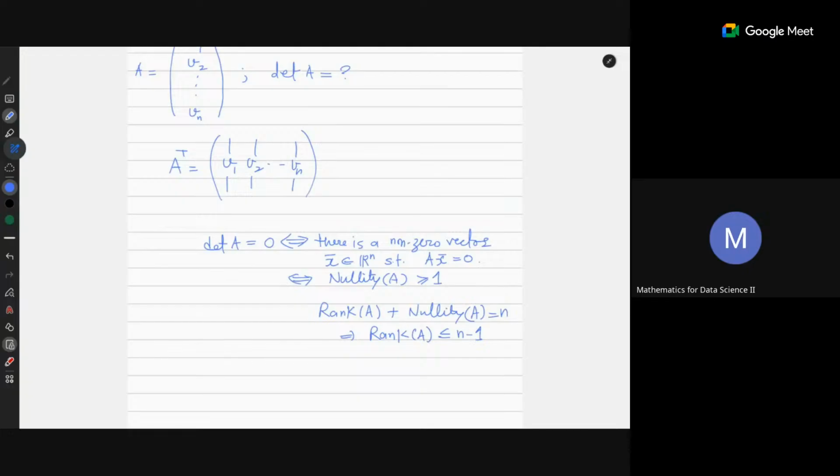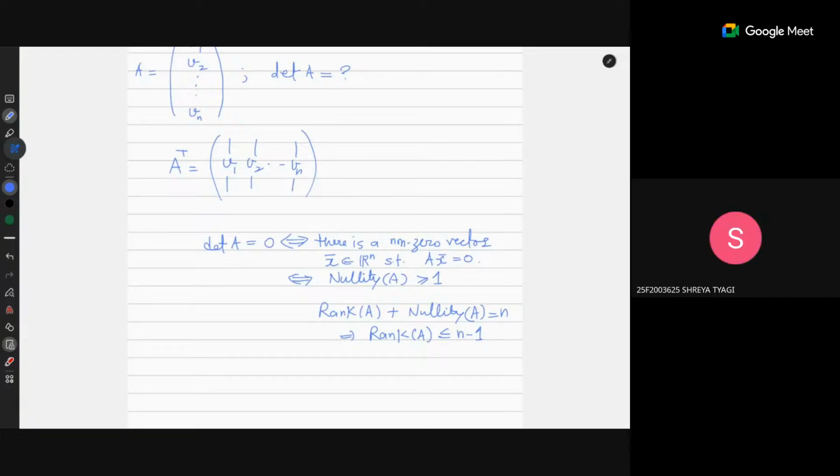The maximum rank is n, and the minimum rank is 0, because rank cannot be negative. So if the rank is not full, then you can also say that the determinant is 0. And how do you find out whether the rank is not full? You can perform row reductions and obtain the RREF form. If the rank is not equal to n, there must be some independent variable, or there must be some zero row in the row echelon form.